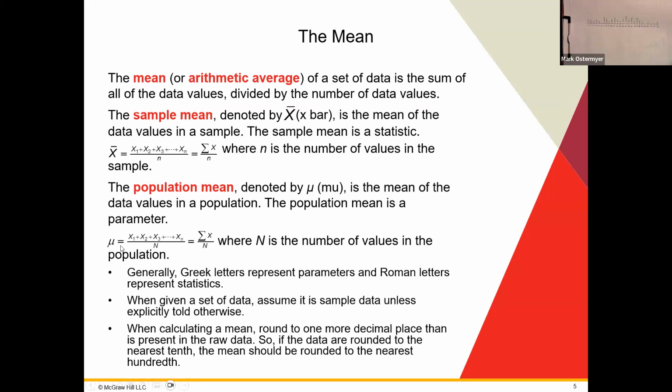Okay, so a population mean, like a sample mean, is computed by adding all the observations in the population together and dividing by the population size. Uppercase N represents the size of a population. So we have to become familiar with the symbolism that's used in statistics, as there's quite a bit of that.